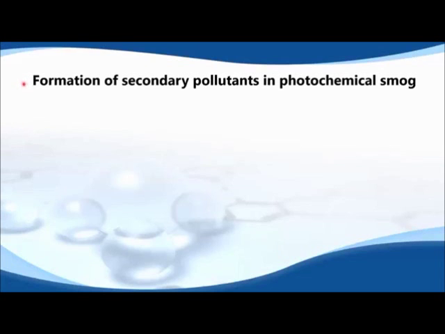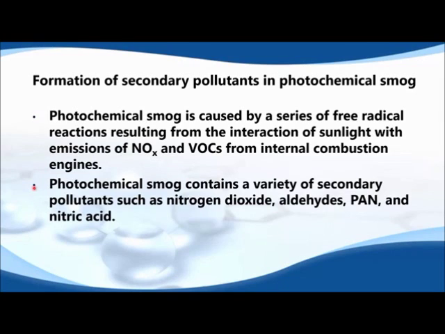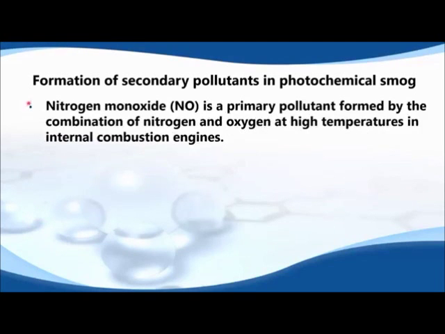Formation of secondary pollutants in photochemical smog. Photochemical smog is caused by a series of free radical reactions resulting from the interaction of sunlight with emissions of nitrogen oxides and volatile organic compounds from internal combustion engines. Photochemical smog contains a variety of secondary pollutants such as nitrogen dioxide, aldehydes, PAN, which is peroxyacyl nitrate, and nitric acid. We'll start with the formation of nitrogen dioxide.